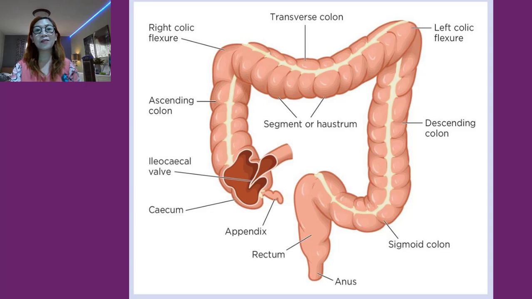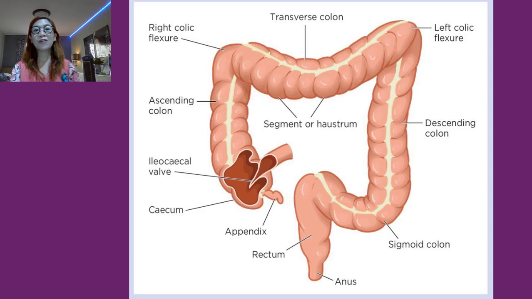The sac-like cecum is the first part of the large intestine. Hanging from the cecum is a worm-like appendix, which is a potential trouble spot because it is an ideal location for bacteria to accumulate and multiply. The ascending colon travels up the right side of the abdominal cavity and makes a turn, the right colic or hepatic flexure, to travel across the abdominal cavity.